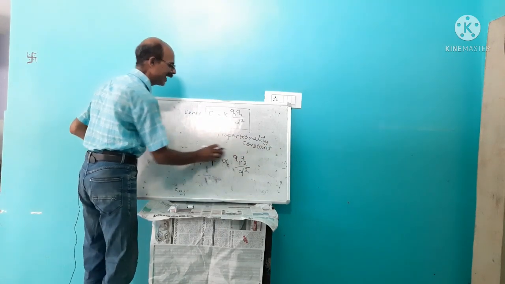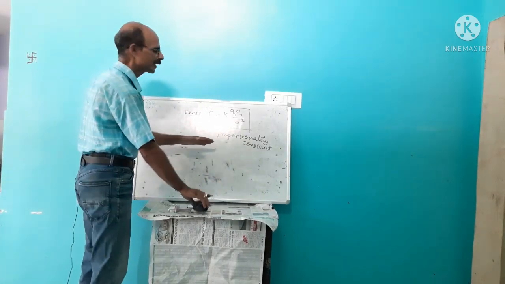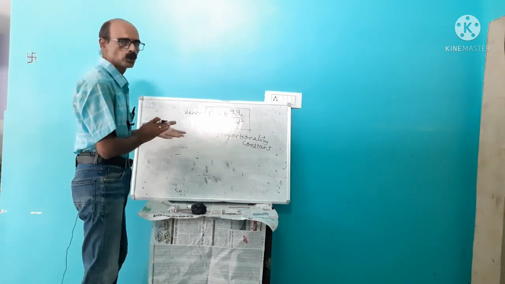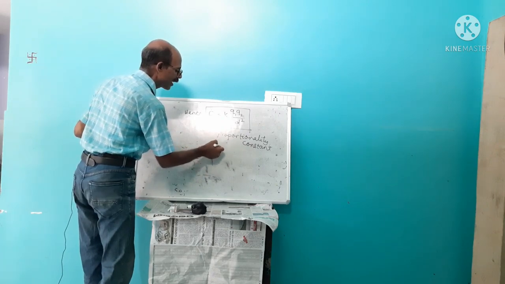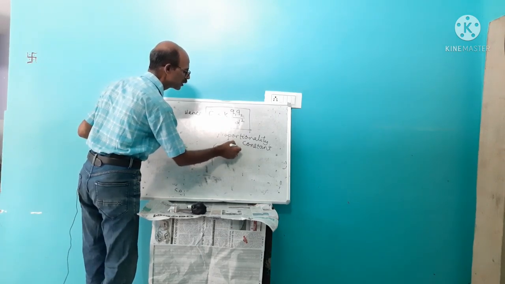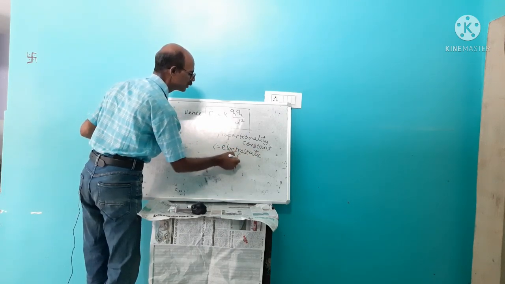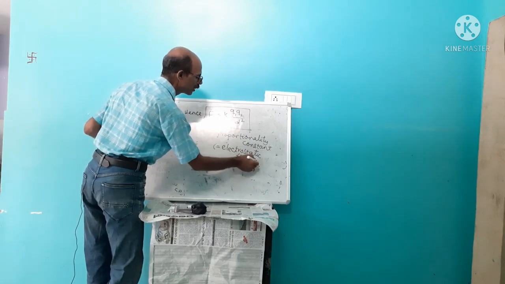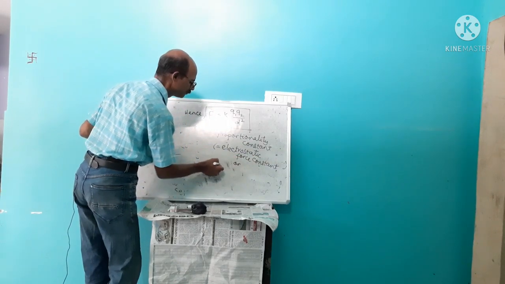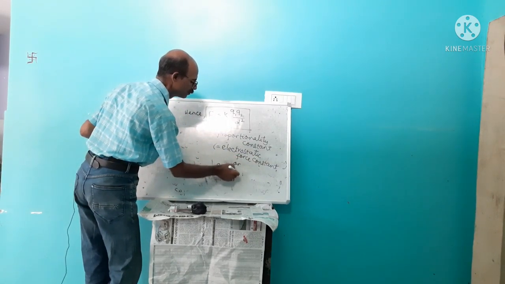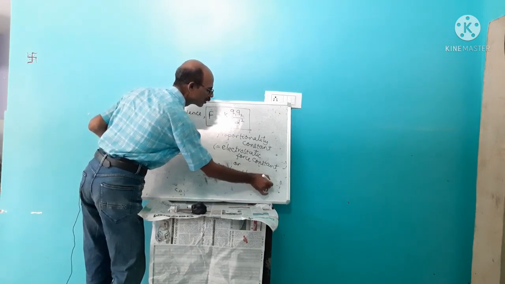And it is given a name, and the name is Coulomb's constant, according to the name of Coulomb. It is also called the electrostatic force constant, or Coulomb's constant.